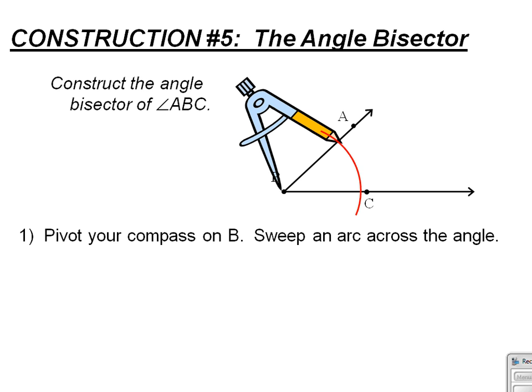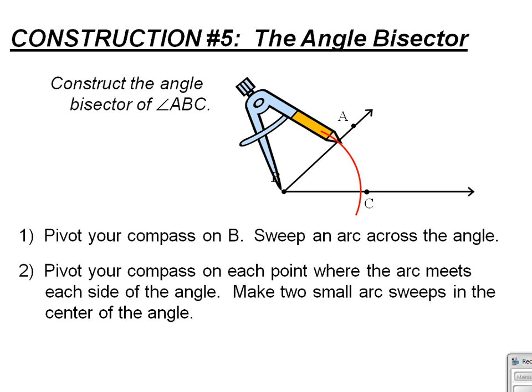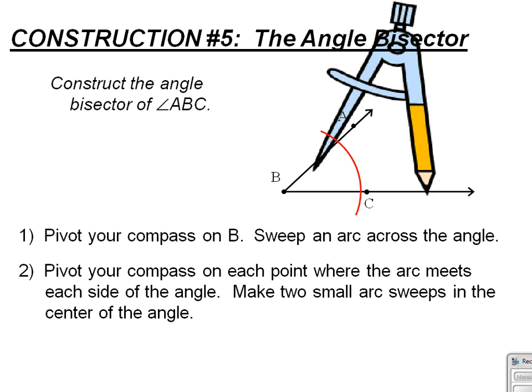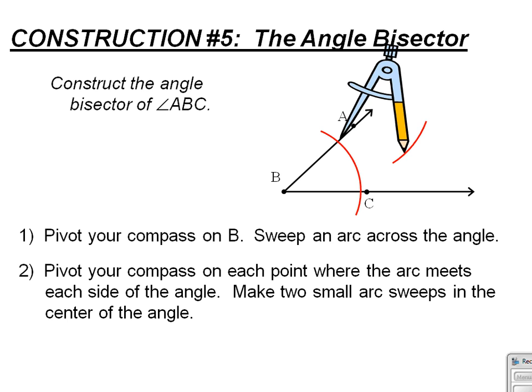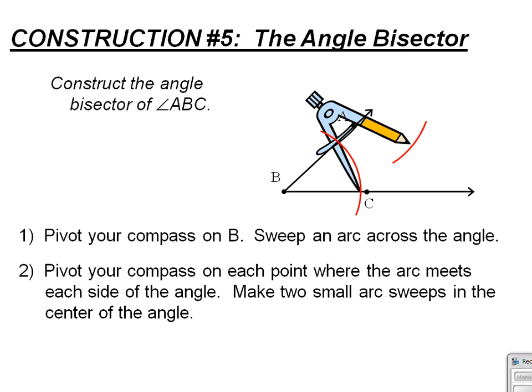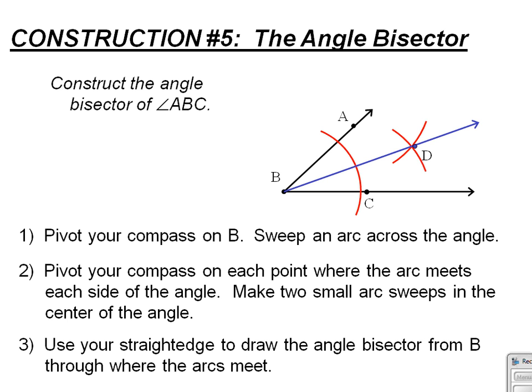Now, once we've defined 2 points of intersection on the edges of the angle, step 2, pivot your compass on these points of intersection, where the arc meets each side of the angle. Then make 2 small arc sweeps in the center of the angle, like so. First, we pivot our compass on the point where the arc meets the top side, and then on the point where the arc meets the bottom side, and we make these arcs cross there in the center of the angle.